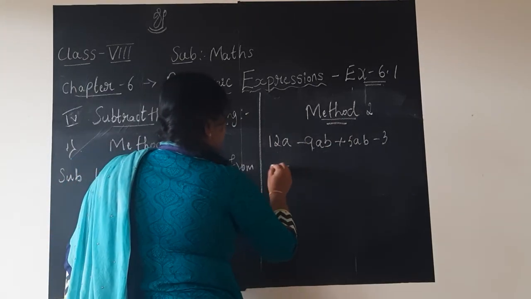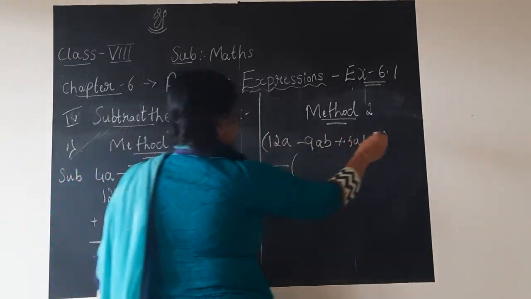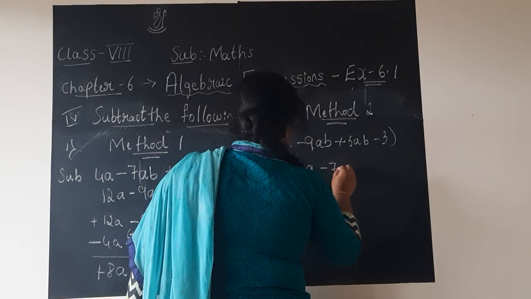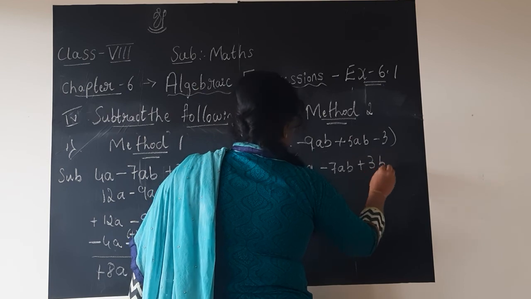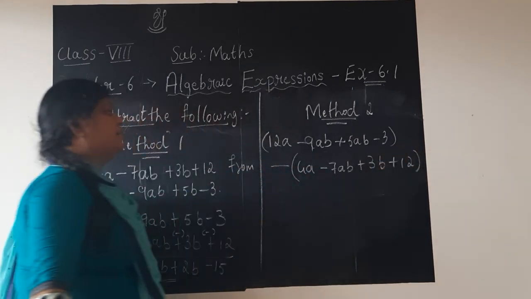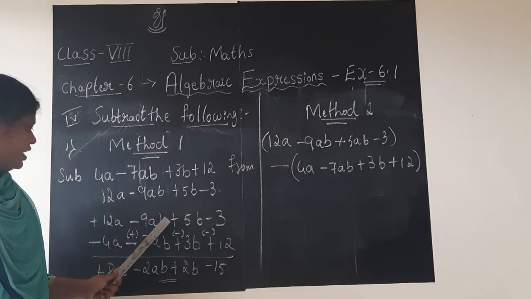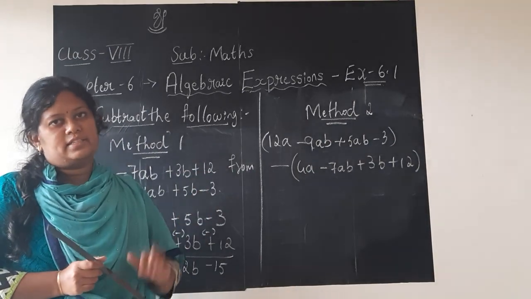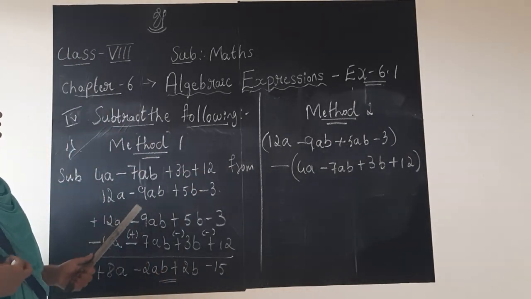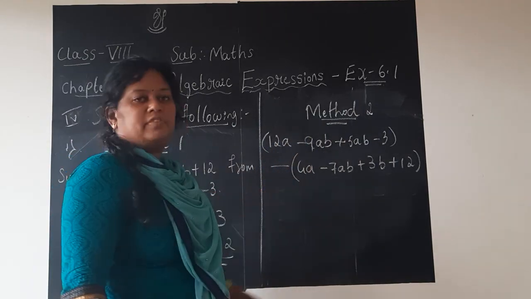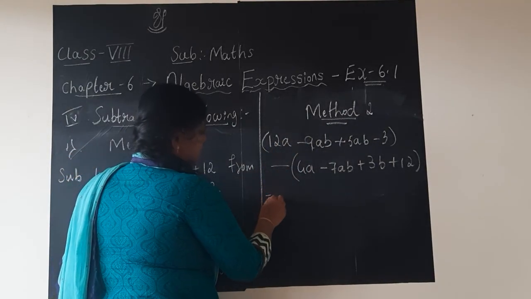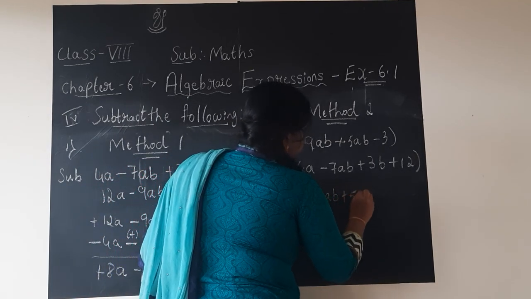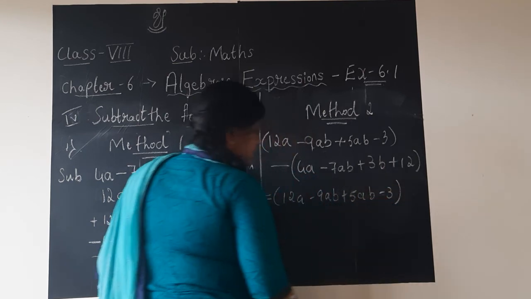So what we write is minus, always write in bracket, the first expression 4a minus 7ab plus 3b plus 12, like this. So here we used to write one below the other. Here we are writing one beside the other within the small brackets. That is the only difference. Now here 12a, whatever the first bracket is, we shall write it as it is. Put equal to sign, 12a minus 9ab plus 5b minus 3 as it is.